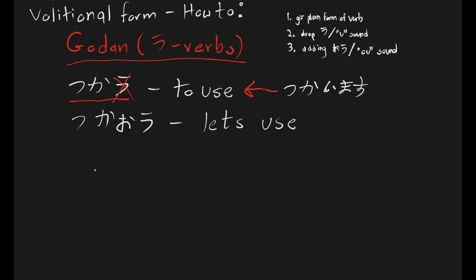So let's go to the next example. Let's do sagasu. Sagasu. So this verb, ooh, that's a terrible su. This verb, sagasu, means to look for.